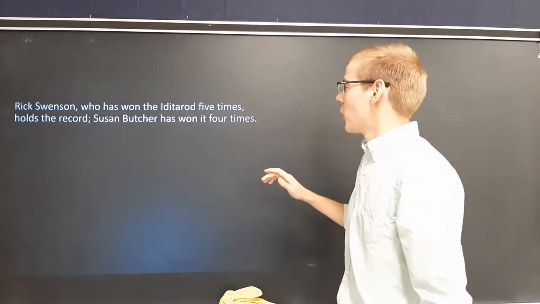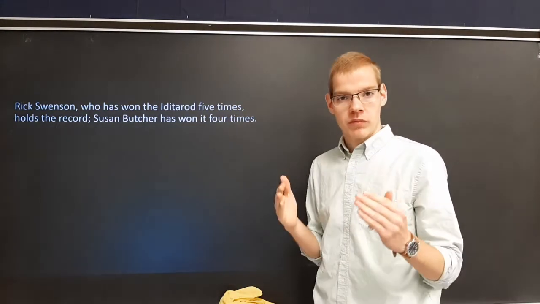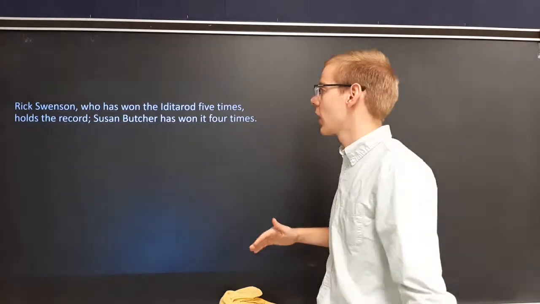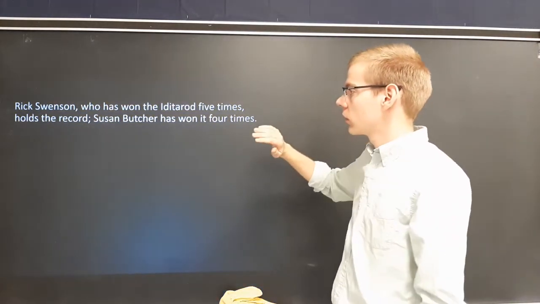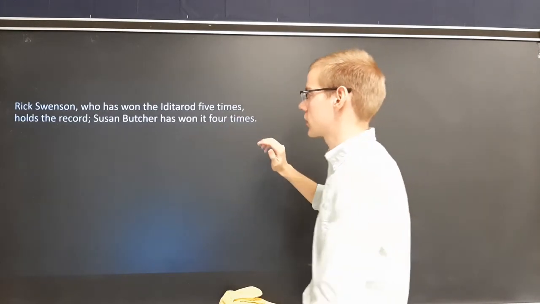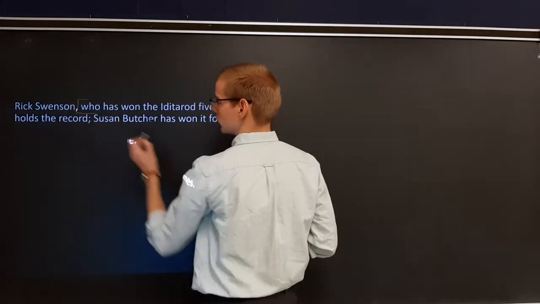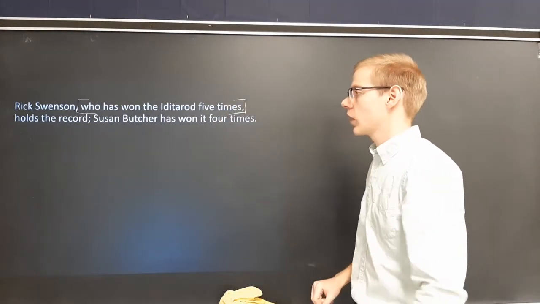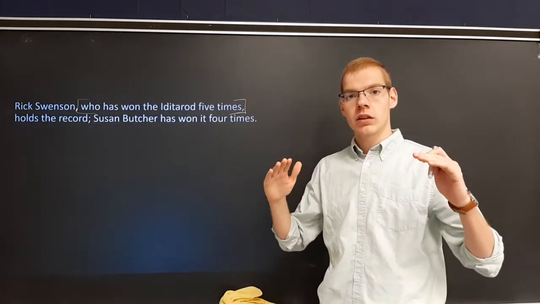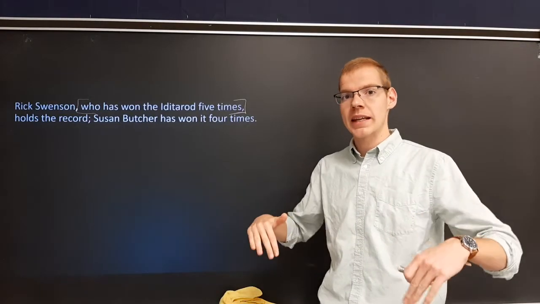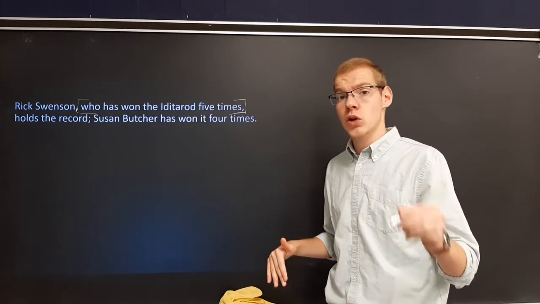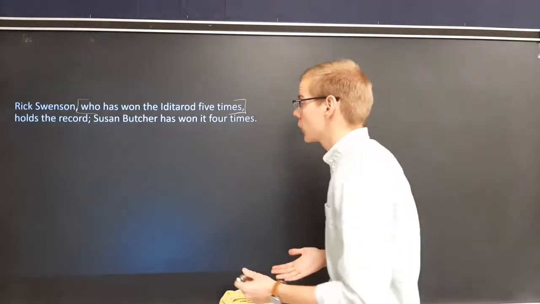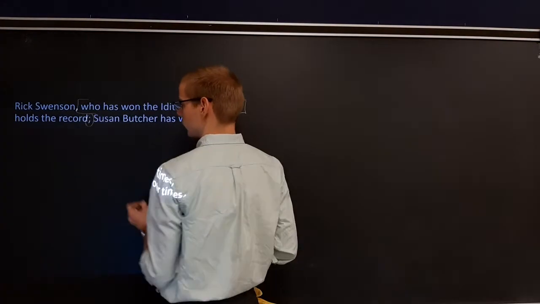So, what is our dependent clause? What do we bracket? That would be our adjective clause here. Who has won the Iditarod 5 times? Now, let's underline the rest, the independent clauses, and then circle the connector, be it a conjunction or a semicolon. So here's our semicolon. Quickly circle him.